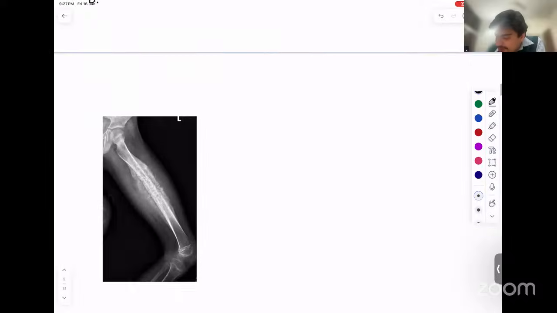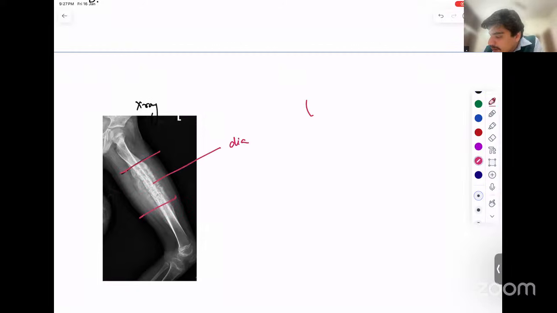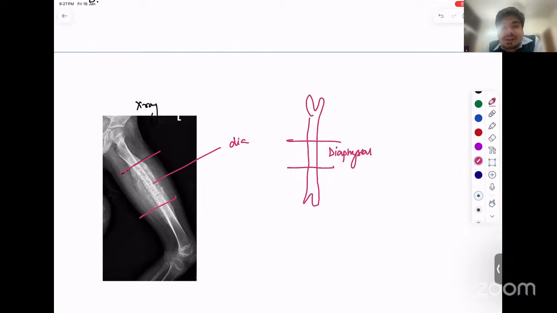So this is how Ewing's is going to look on X-ray. You can make out this is a diaphyseal tumor. If I draw a long bone like this, Ewing's will occur in this diaphyseal area. Well, as far as osteogenic sarcoma is concerned, it will occur at the metaphyseal end.